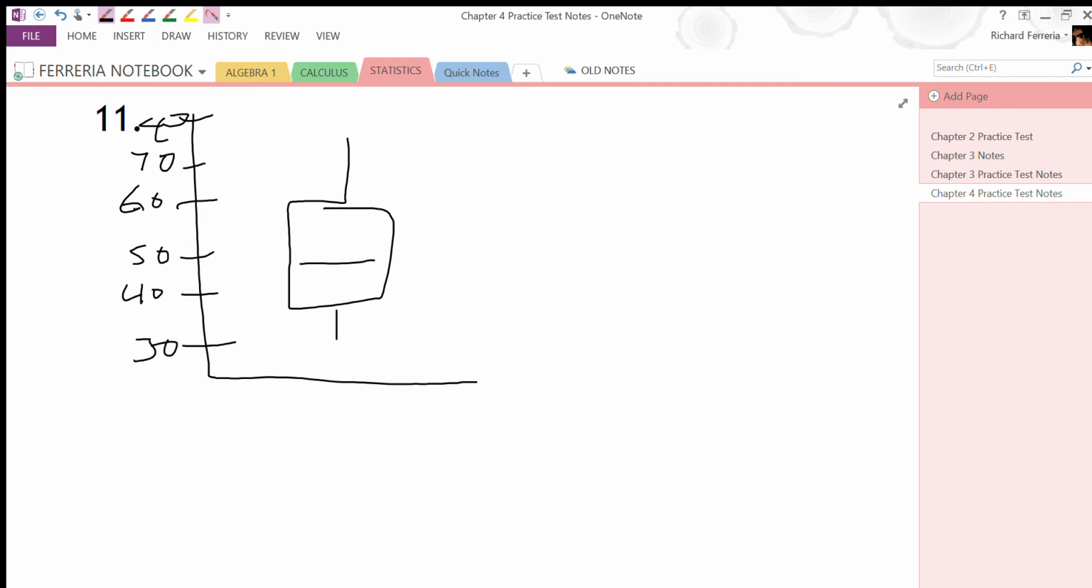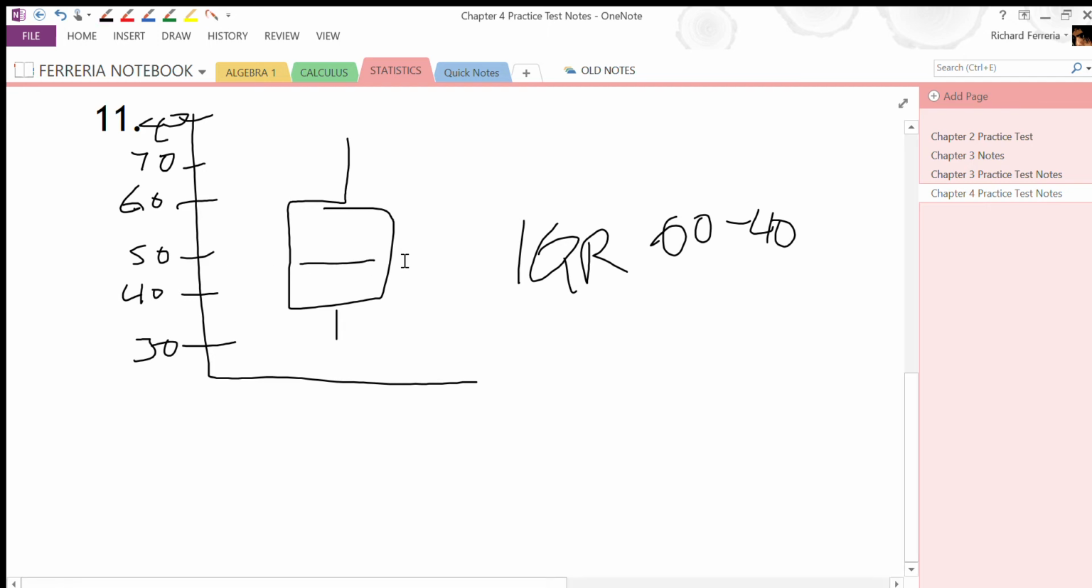Interquartile range is 20,000. Well, let's see. This is about 60,000. This is about 40,000. So IQR should be about 60 minus 40. Yeah, that's about 20,000. How about the median salary? The median salary is right here, right around 50,000. So I don't think the median salary is actually 40,000. So the one that is true looks like to be letter C.